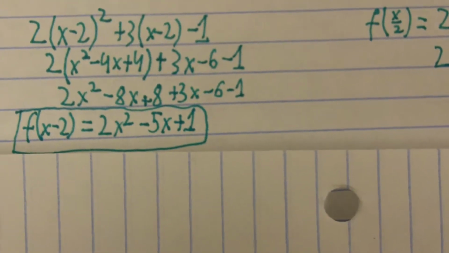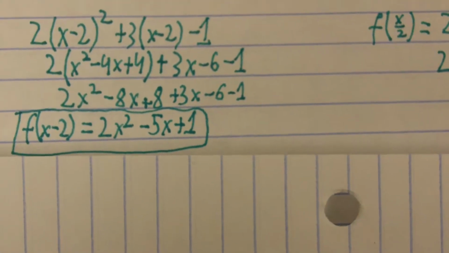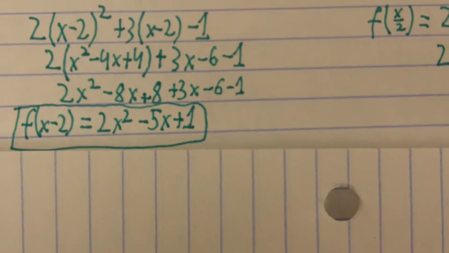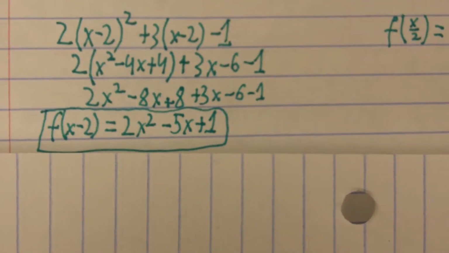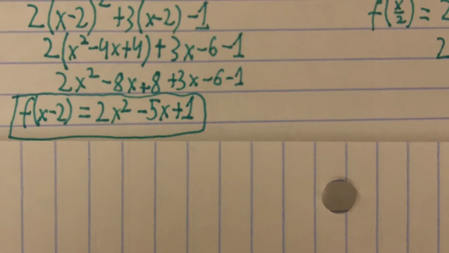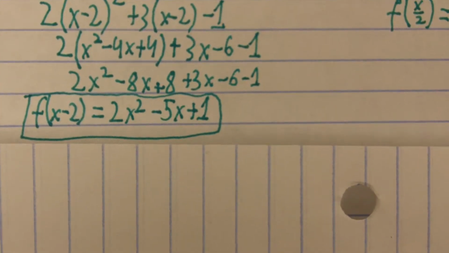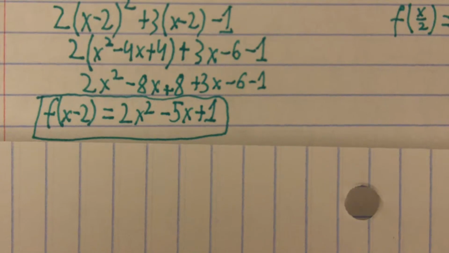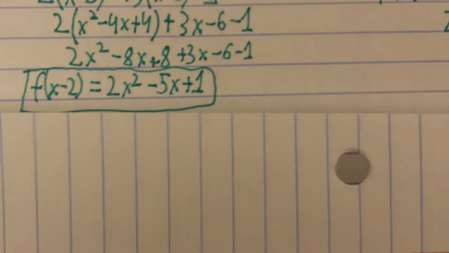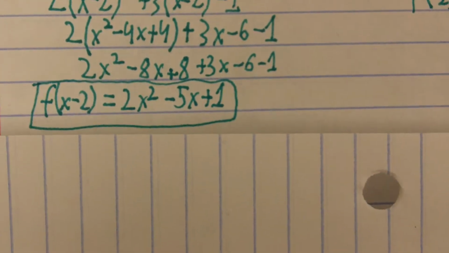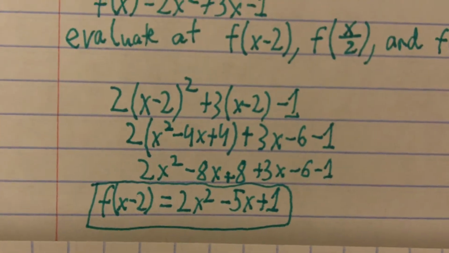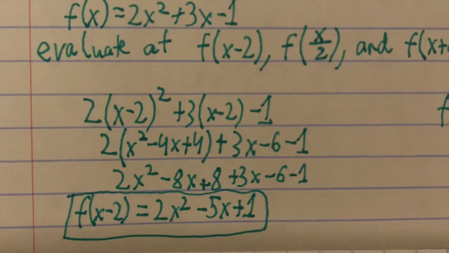And then we just simplify everything. So there's a plus 8, a minus 6, and a minus 1. That becomes plus 1 at the end. There's 2x squared. There's no other x squared, so that just stays 2x squared. There's a minus 8x and a plus 3x, so that becomes minus 5x. And now we have simplified the entire equation. So that's the answer to that one.